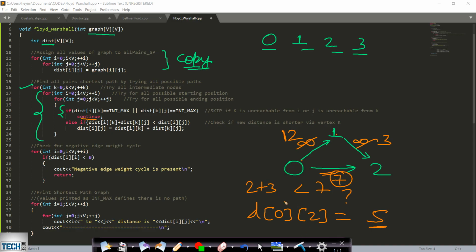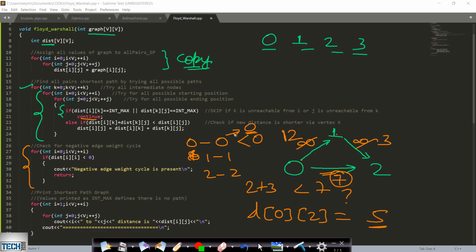Now once we are done with updating all the distance values, we will check if we have a negative edge weight cycle. And how do we check it? As I had already explained, we just need to check the self distance values, that is from 0 to 0, then from 1 to 1, 2 to 2. If any of the self distance values comes out to be less than 0, then obviously there will be a negative edge weight cycle. Otherwise these values should always be 0.